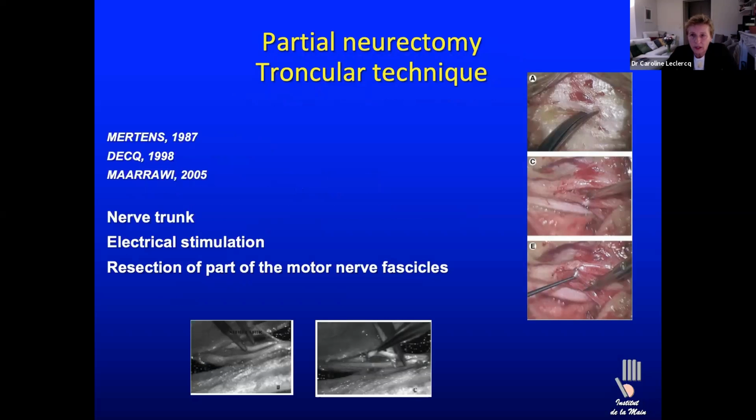Stoffel, many years ago, had shown that by doing partial neurectomy, you could indeed achieve that goal. A technique has developed mostly through our neurosurgeon colleagues, which is a truncular technique. So they approach the motor nerve at the trunk level, as you can see here, and with the help of electrical stimulation, they identify the fascicles for the muscle they want to treat. And once they have identified the fascicles, they resect part of those fascicles.